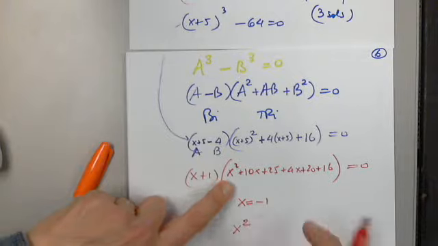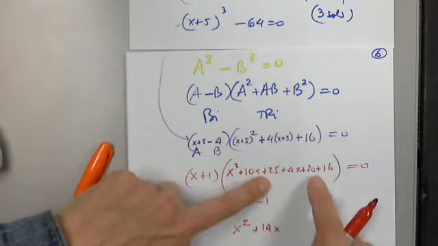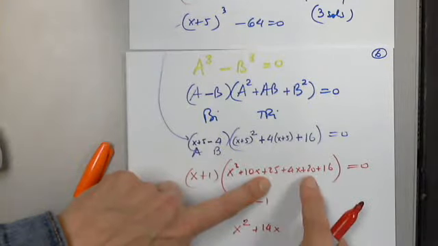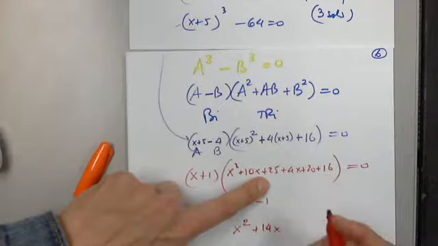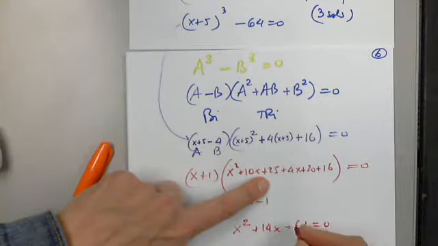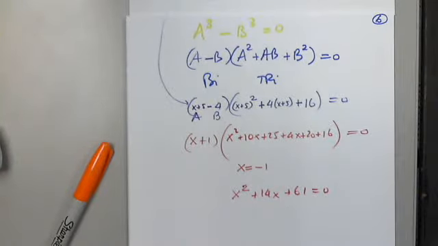X squared plus 14x. So 25, that's 45. 45 plus 16 is 61. Very good. Don't try to factor. This is not factorable. The product is 61. The sum is 14. Good. What is my only chance then?